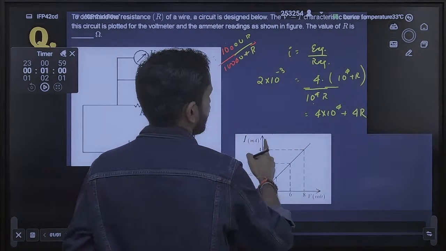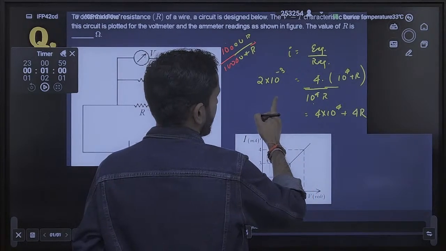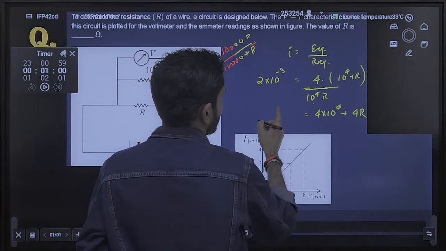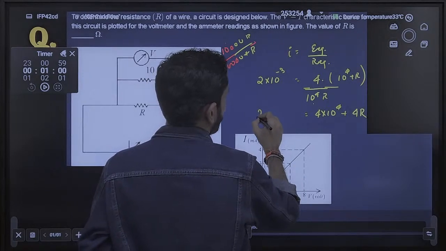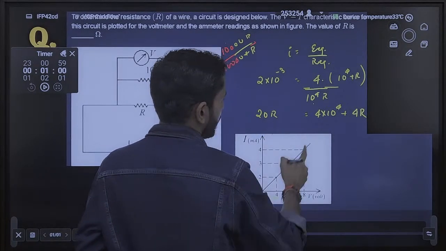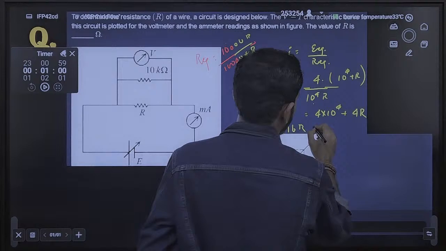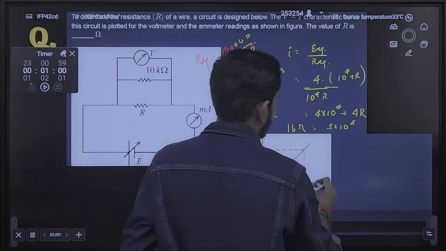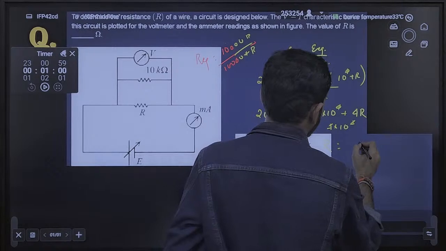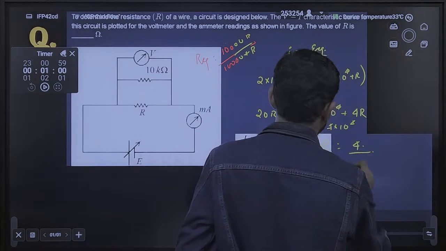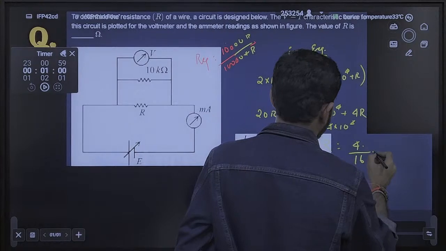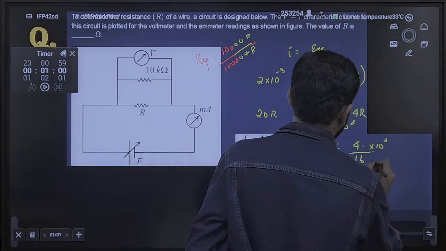Here what can I do? I will multiply it here, and then I will have the answer as 20 R here. 20 R, and here it will become 16 R is equal to 4 into 10 power 4. That means R can be written as 4 divided by 16 into 10 power 4.